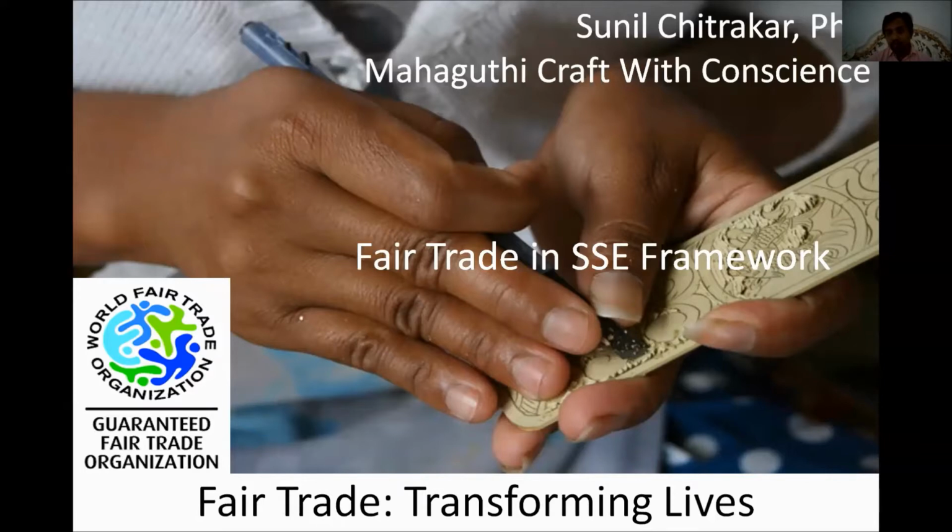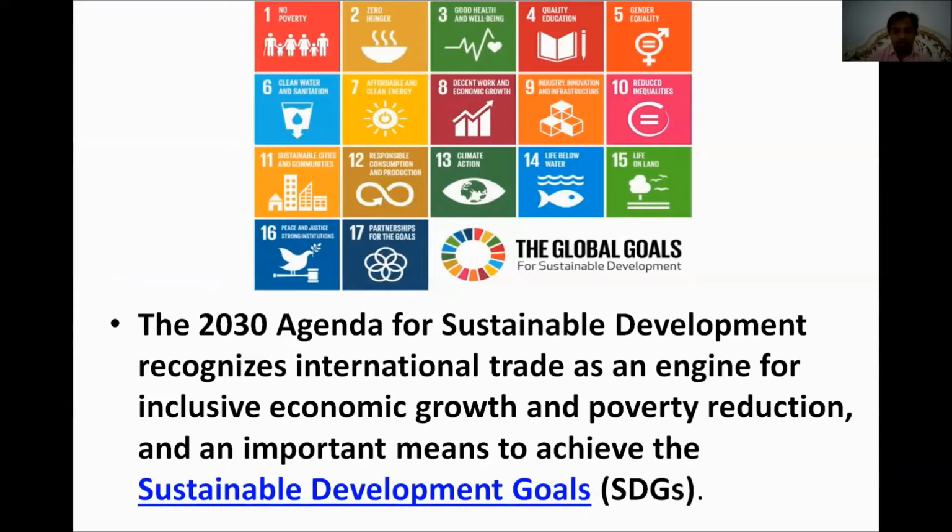So today I'm presenting my experience based on my own organization, and I will try to relate that to this SSE framework. We believe that fair trade transforms lives. So I'm presenting from that perspective. We all know that the SDG 2030 agenda recognizes international trade as an engine for inclusive economic growth and poverty reduction. And what we believe is that fair trade definitely contributes in attaining the SDGs 2030. I will be touching a bit on this aspect later on.